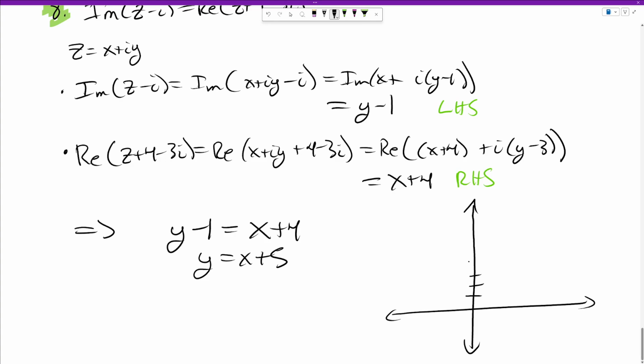1, 2, 3, 4, 5, 6. 3, 1, 2, 3. Mark some points. 5, down 1 over 1, up 1 over 1. There's our imaginary part of z minus i equals real part of z plus 4 minus 3i. That's the solution set there.